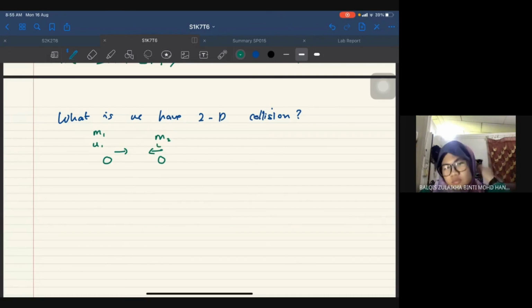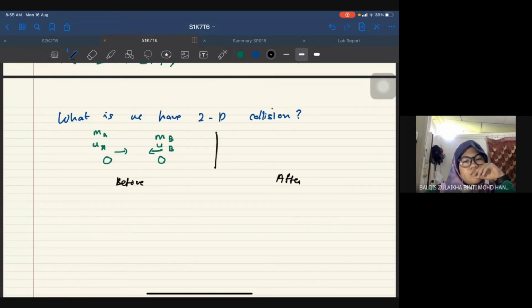Okay, contoh. I didn't put any number because saya tak nak kira pun. Put this one as A and B lah. Okay, let's say this one is the case before collision. And after, let's say this object now move in this direction and the other object move in that direction. So that you have VA and VB in that direction.